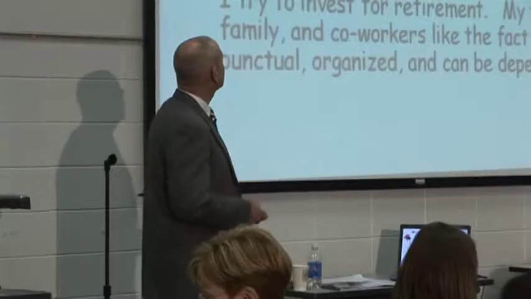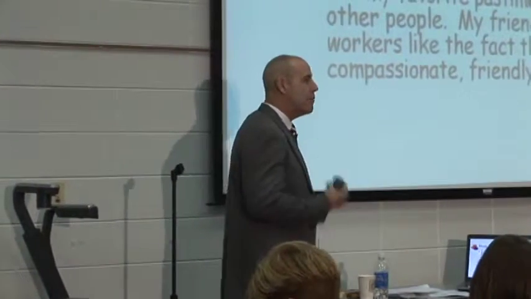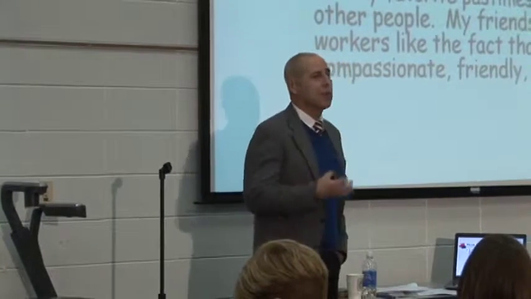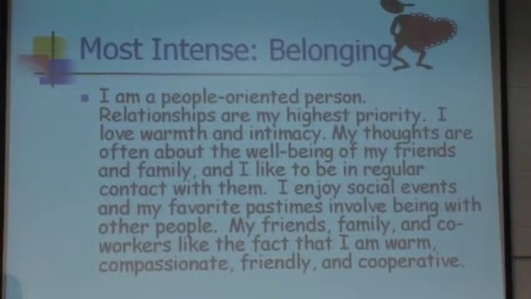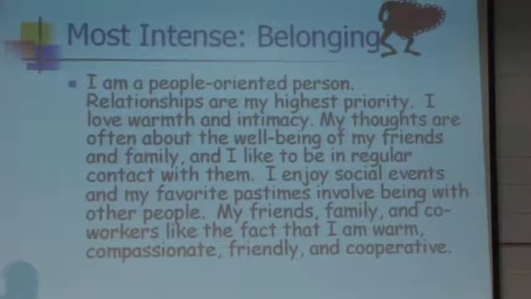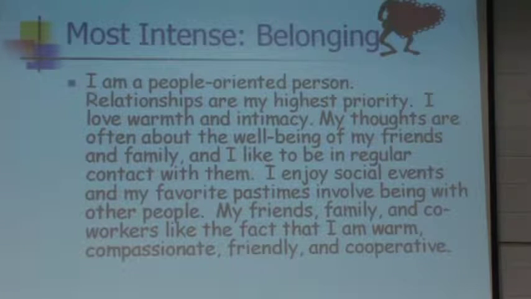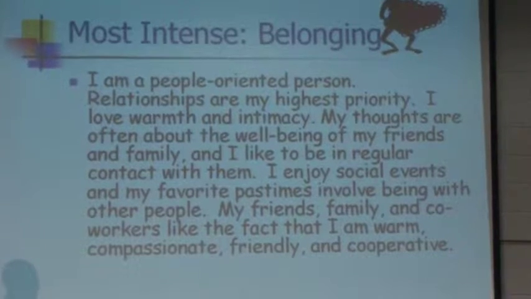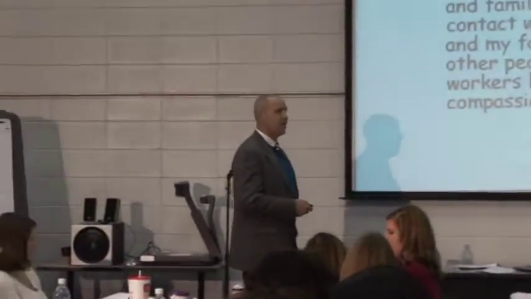The next one, someone with a high love and belonging need would probably say something like, I'm a people-oriented person, relationships are my highest priority, I love warmth and intimacy, and my thoughts are often about the well-being of my friends and family, and I like to be in regular contact with them. I enjoy social events, and my favorite pastimes involve being with other people. My friends, family, and coworkers like the fact that I'm warm, compassionate, friendly, and cooperative. Just like me. Okay.